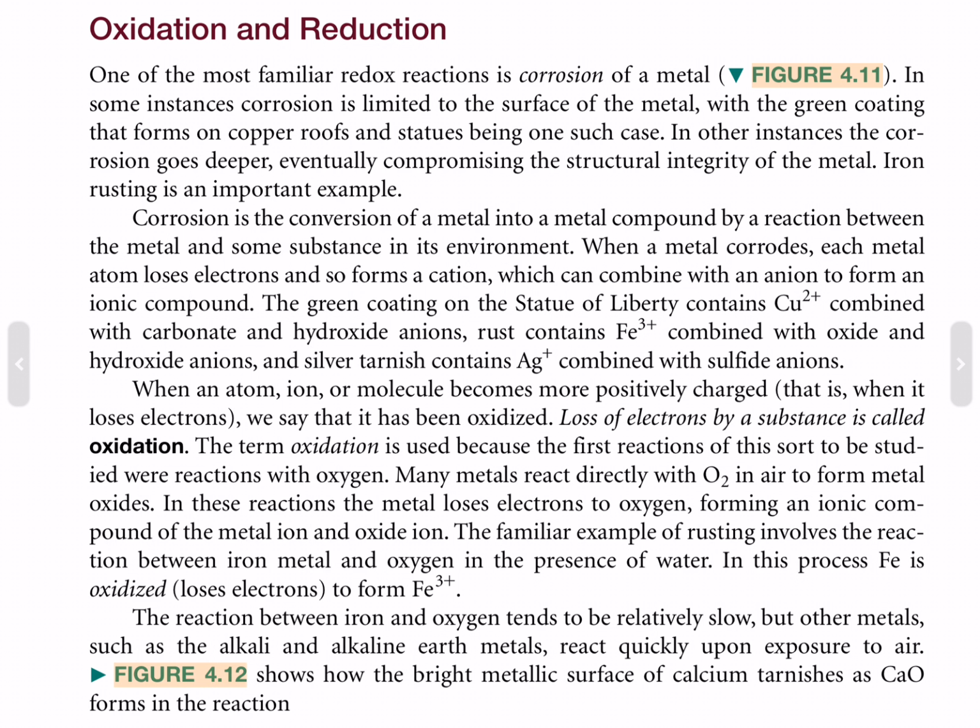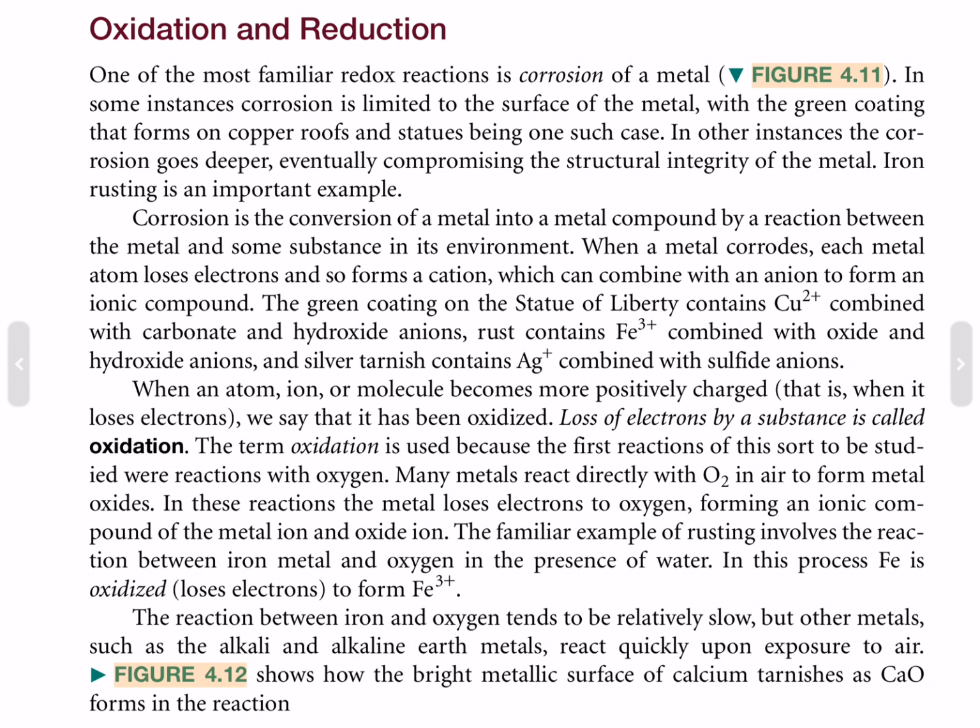Many metals react directly with O2 in the air to form metal oxides. In these reactions, the metal loses electrons to oxygen, forming the ionic compound of the metal ion and the oxide ion. The familiar example of rusting involves the reaction between iron metal and the oxygen in the presence of water. In this process, iron is oxidized, it loses electrons, and forms iron 3+. The reaction between iron and oxygen tends to be relatively slow, but other metals such as the alkali and alkaline earth metals react quickly upon exposure to the air.